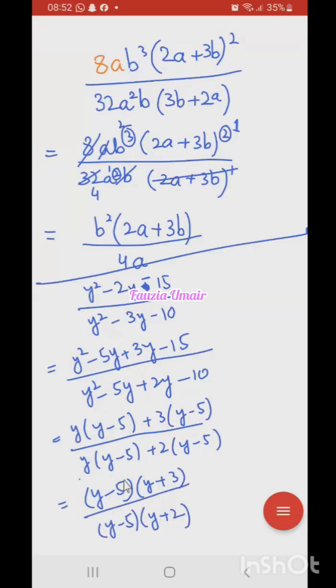So you can cancel this y minus 5. This is the common factor, so it got cancelled. So the answer is y plus 3 divided by y plus 2. This is the simplest form of this fraction.